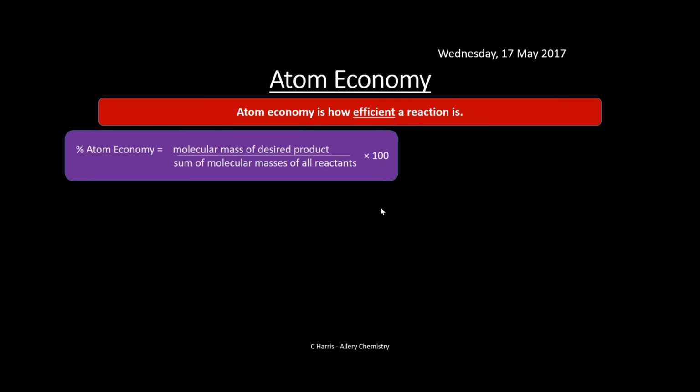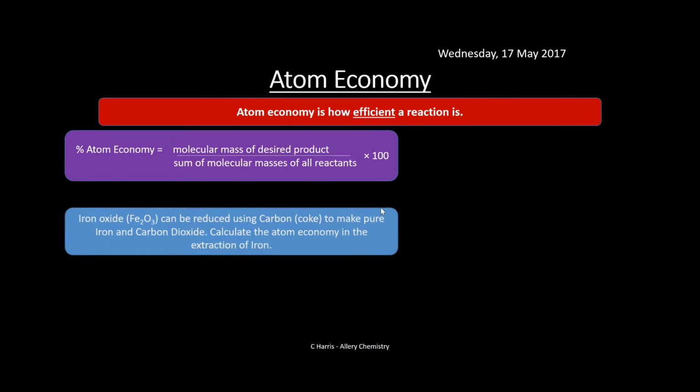Okay, atom economy. Don't get these two mixed up, they sound similar. Atom economy is basically how efficient a reaction is. Atom economy is calculated by taking the molecular mass of the desired product you want to make and dividing it by the sum of molecular masses of all the reactants, and we multiply that by 100. So that gets us the percentage atom economy.